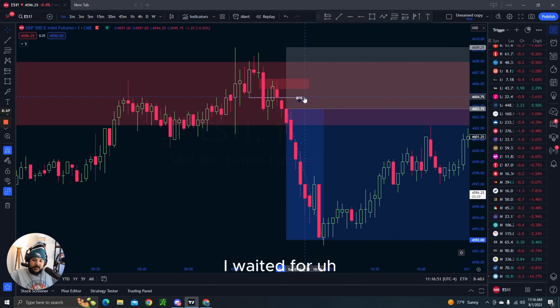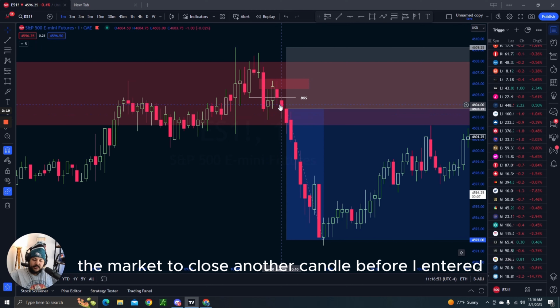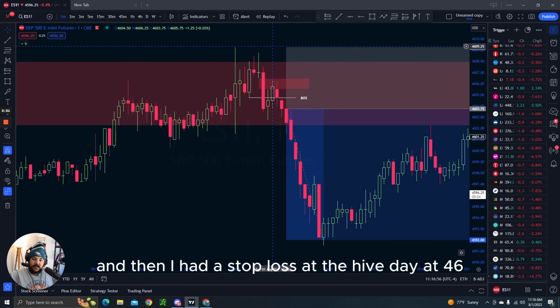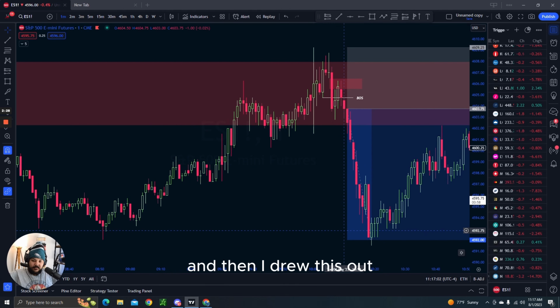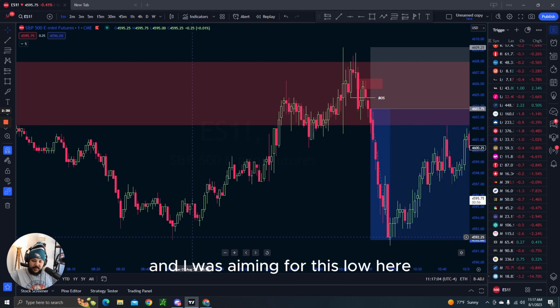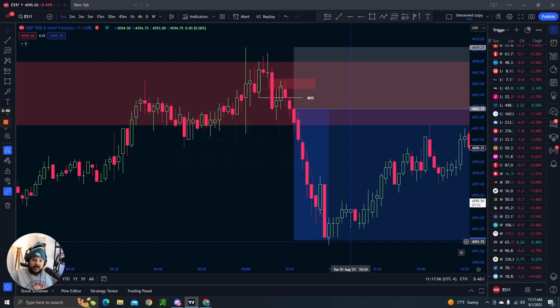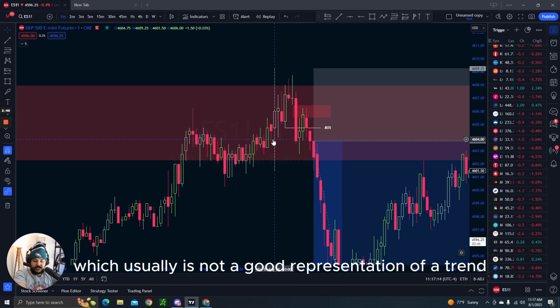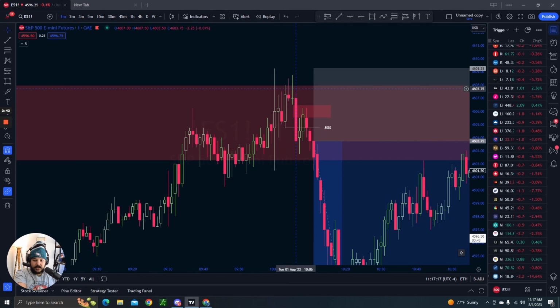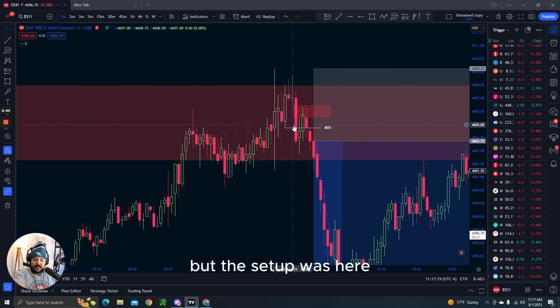I waited for the market to close another candle before I entered, and then I had a stop loss at the high of day at 4609.25, and then I drew this out for around 2-to-1 risk to reward, and I was aiming for this low here. Now you can see the market had news at 10 a.m. where we whipsawed both ways, which usually is not a good representation of a trend. But the setup was here.